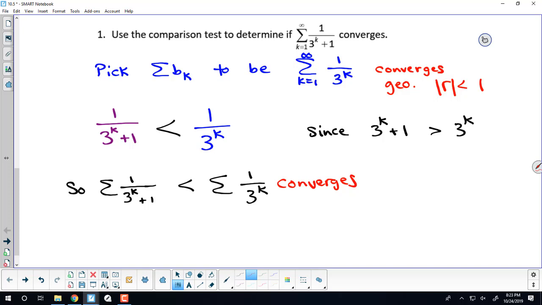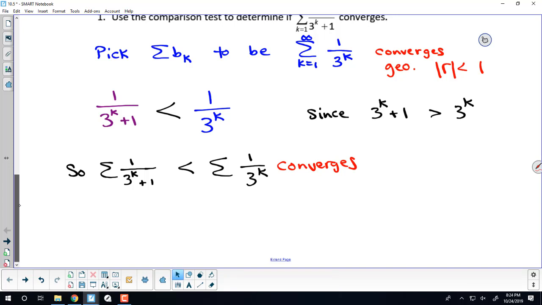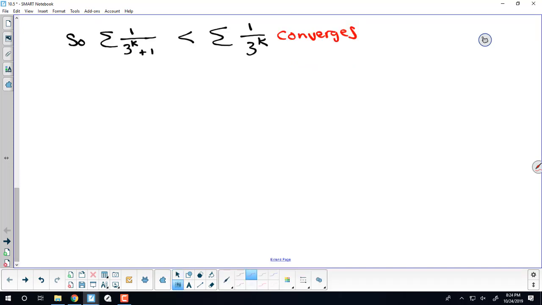It also converges. If the sum of 1 over 3 to the k is approaching a finite number, and we have something that's less than that, it also has to approach a finite number. Because when we look at a reciprocal, you have to switch the inequality, because 1 over a larger number is actually smaller than 1 over that number. Okay, so since we have that inequality, the series we were given converges.